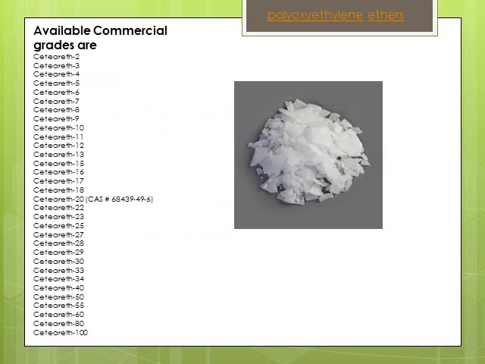Also, there are different commercial grades of this material available. We have Ceteth 2 up to ceteareth 100. Now, in the case of ceteareth 2, it is a PEG 2 attached to cetyl and stearyl alcohol, and in the case of ceteareth 100, we have a PEG 100 attached to cetyl and stearyl alcohol. So there are different grades of these excipients available in the market.